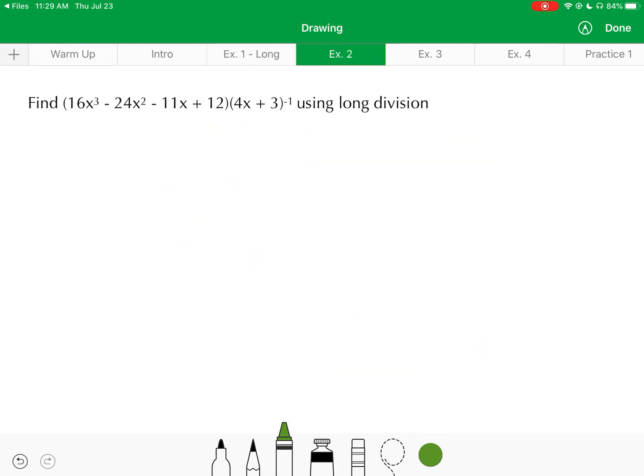All right, second example. This one is a little bit more involved, and it's presented to you as a multiplication problem. So notice I have the first polynomial is being multiplied by 4x plus 3, but to the negative first power, okay? So here's where property of exponents comes into play. I know that when I have a negative exponent, I can turn it to being positive by putting it down into the denominator, right? So this can really be rewritten.